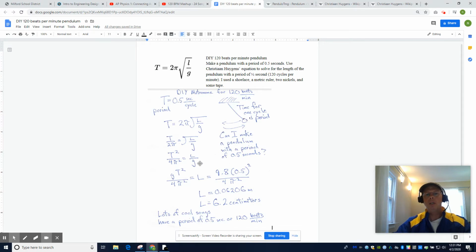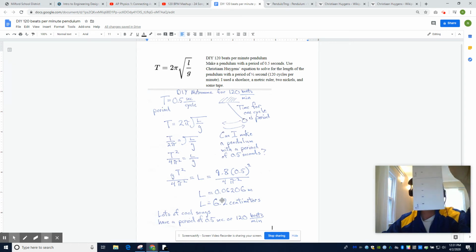And finally, we undo division with multiplication. We're going to multiply both sides by g. So we end up with length equals g T squared divided by 4 pi squared. That is acceleration due to gravity multiplied by the period squared, all divided by 4 pi squared. And all we do is substitute in our desired period, half a second per cycle, squared, multiplied by 9.8, all divided by 4 pi squared, gives you 0.062 meters, or 6.2 centimeters.